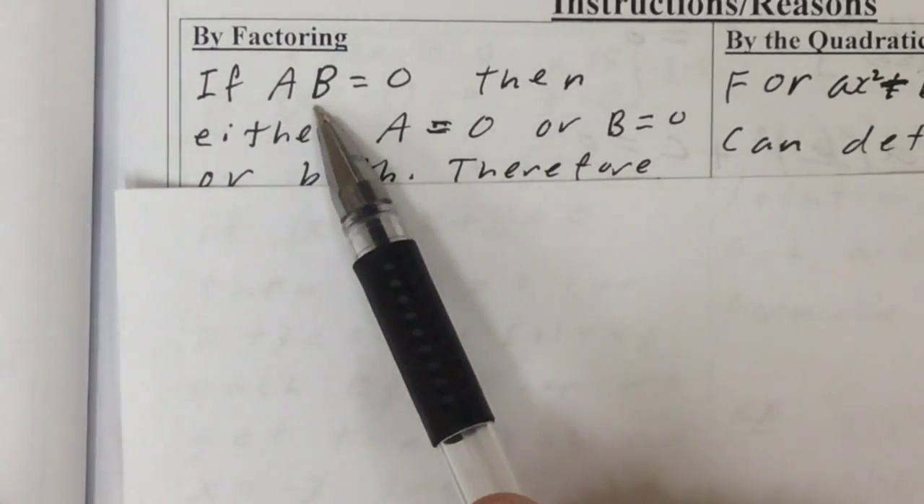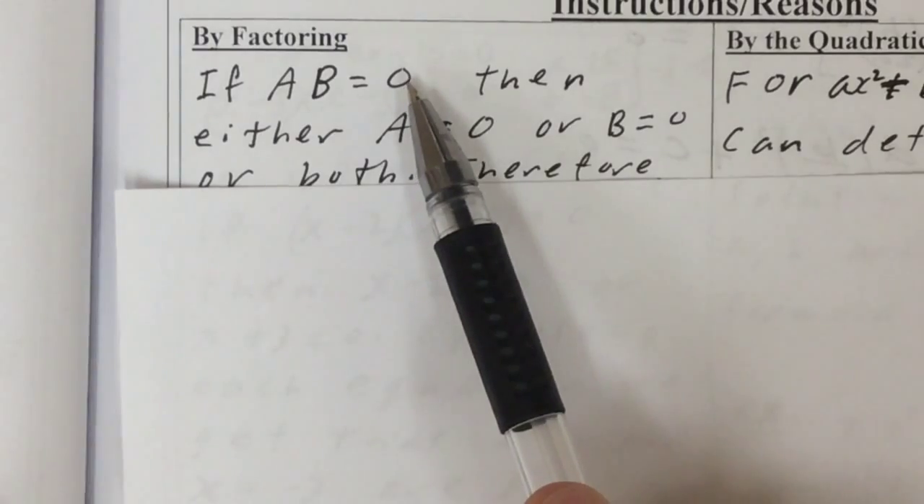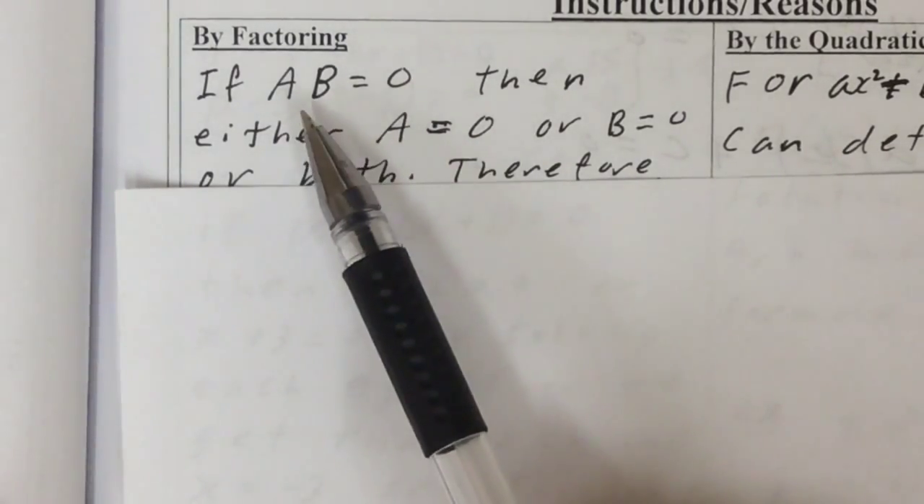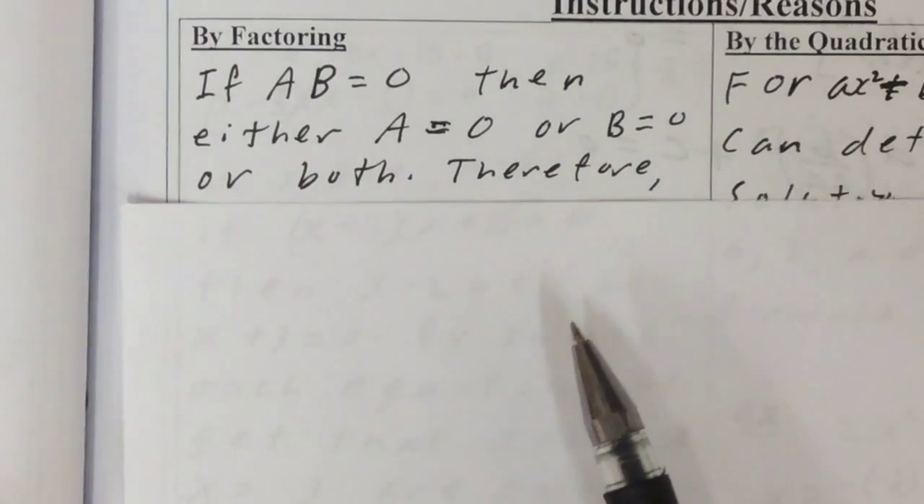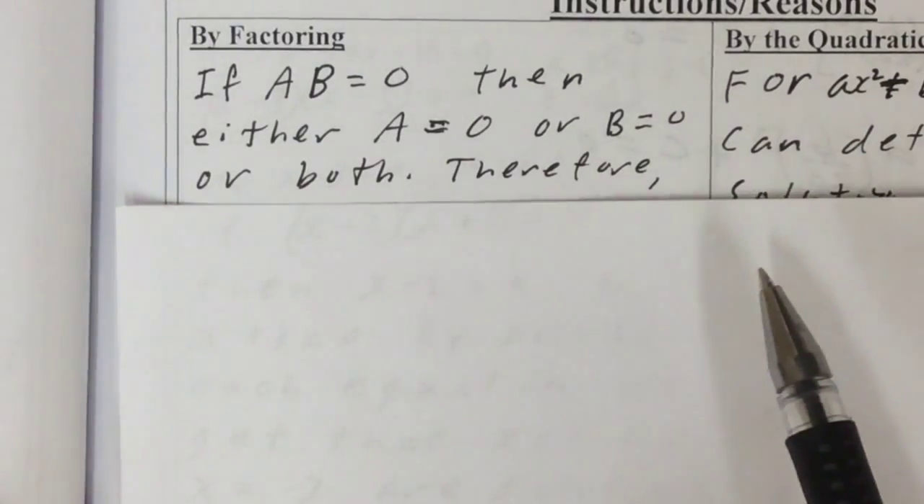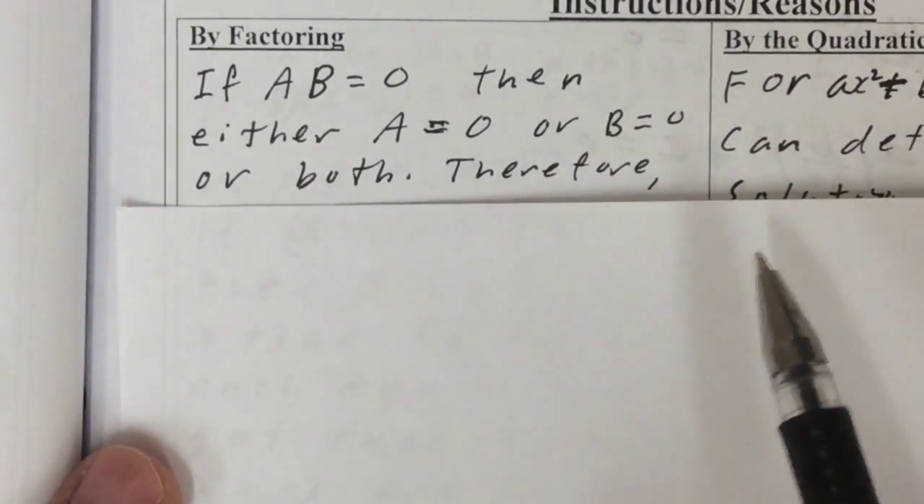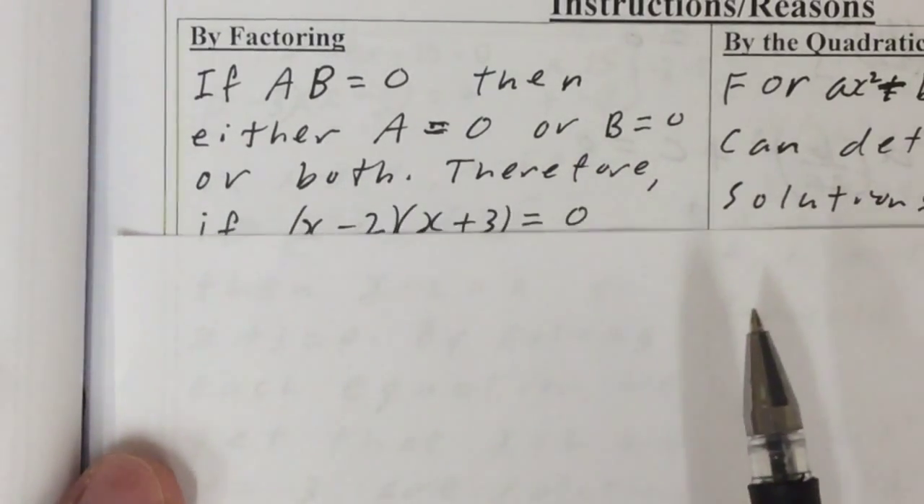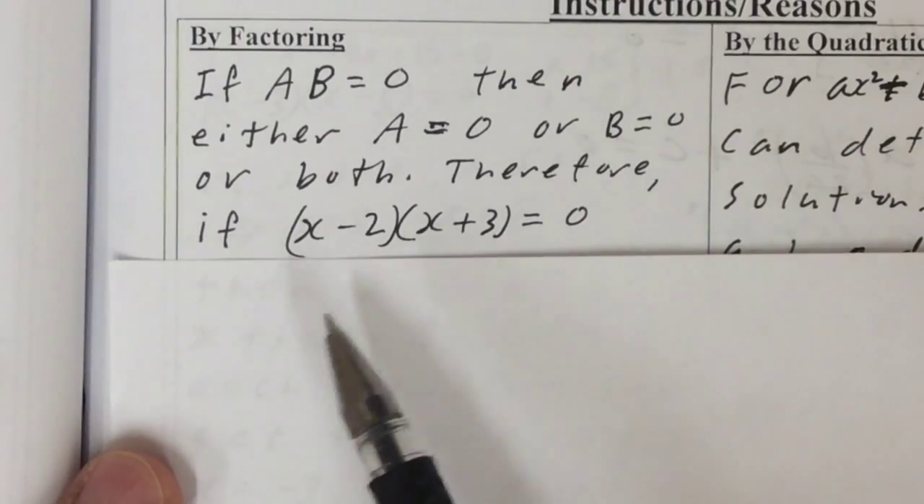If it was a times b equals 7, then there are many different options for a and b. But being multiplied to equal 0 means at least one of the two has to equal 0. This is convenient because we've just done factoring quadratics. When you factor quadratics, you have them in the form of a product. So something like this.